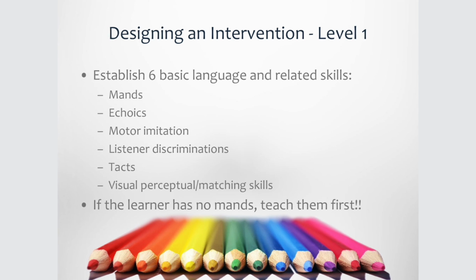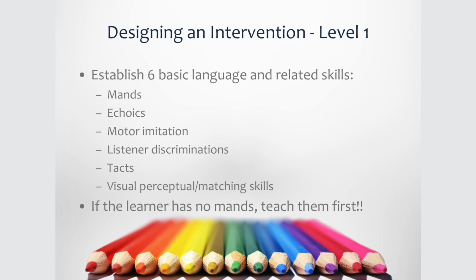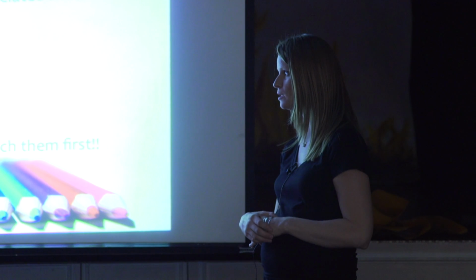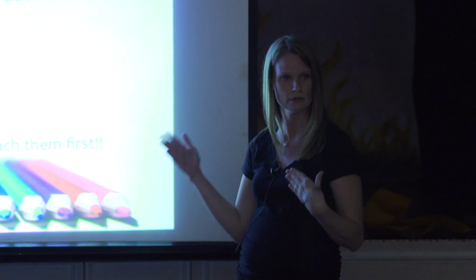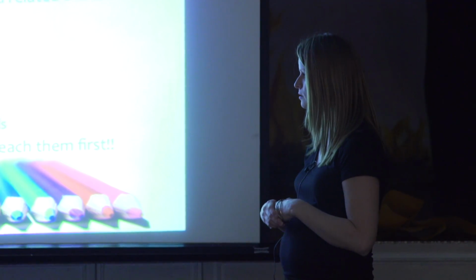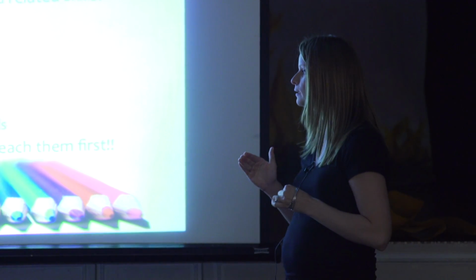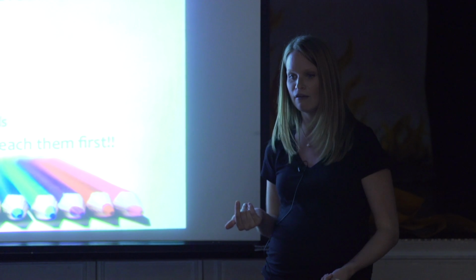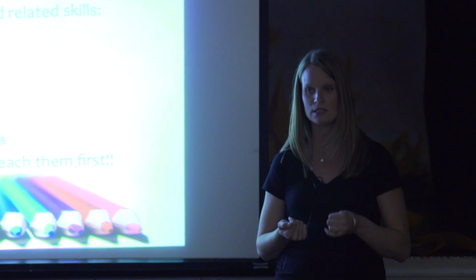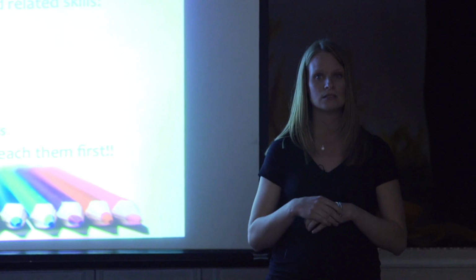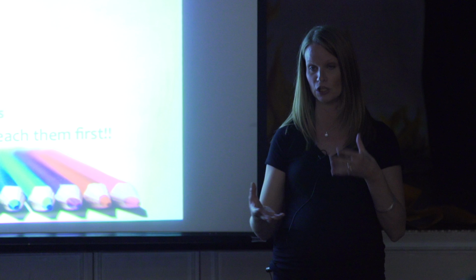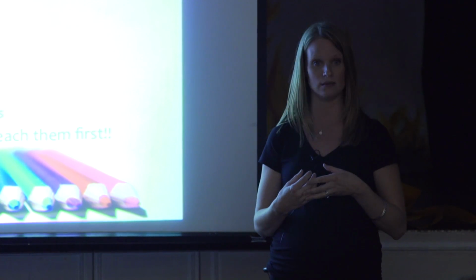So for children whose scores fall typically within level 1, we want to focus on mands, echoics, motor imitation, listener discriminations, which is listener responding, tact, visual perceptual, and matching skills. And really, I can't stress this enough. If the child has no mands, that's what we want to teach first. Because mands are requests. It's the first thing that babies learn, how to get their needs met.